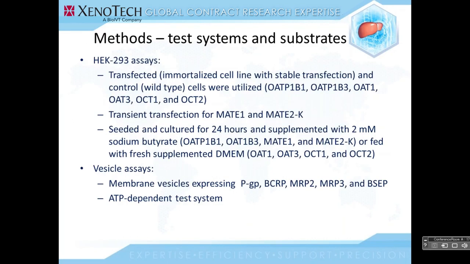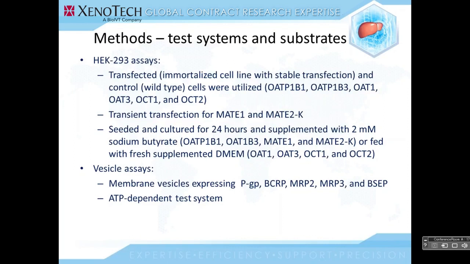I've shown here the test systems that we used in these assays. As I mentioned earlier, we have a transfected HEK293 system. These are immortalized cell lines, and we had a stable transfection for OATP1B1, 1B3, OAT1 and 3, and OCT1 and 2. We also again had the control wild-type cells for HEK293. We had transiently transfected cells for MATE1 and MATE2K. All HEK293 cells were seeded and cultured for 24 hours. Following that, OATP1B1, 1B3, MATE1, and MATE2K were supplemented with 2 millimolar sodium butyrate. The rest of the cells were fed with fresh supplemented DMEM, and all cells were cultured for a further 24 hours before we used them in assays.